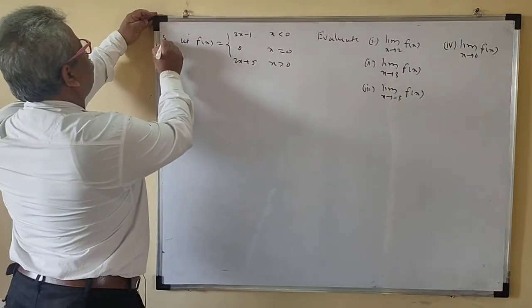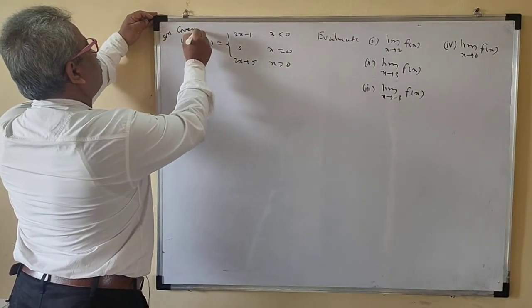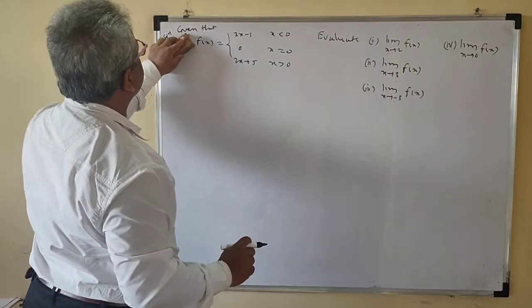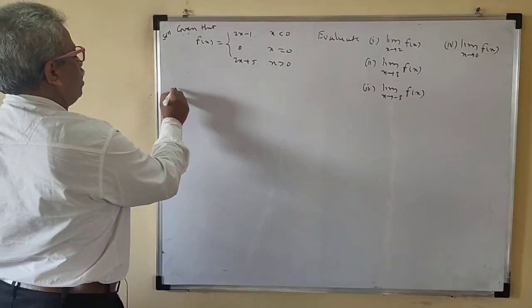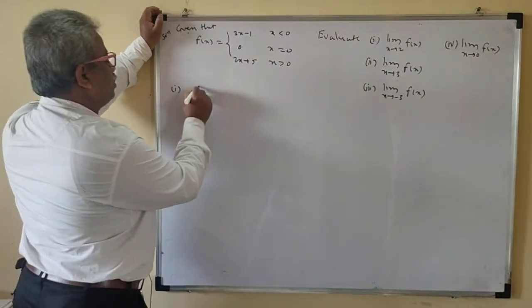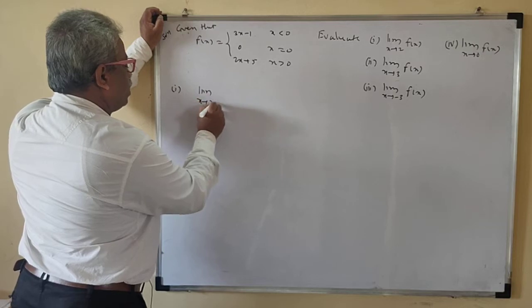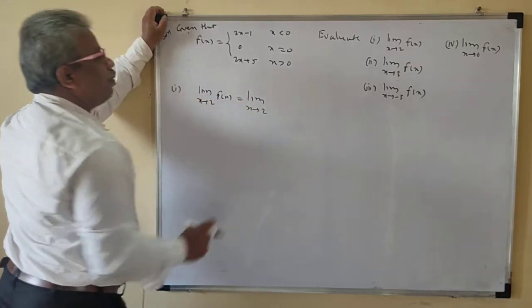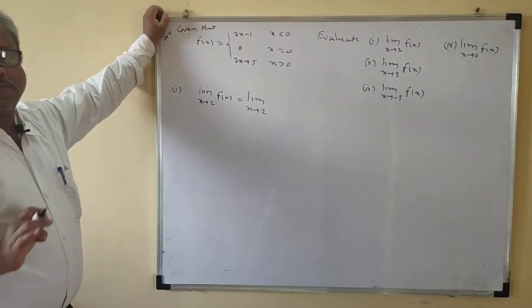Okay, solution. Given that f of x is this. Okay, so we'll evaluate one by one now. What you want? Limit x tends to 2, f of x. You have to write the value of f of x now.